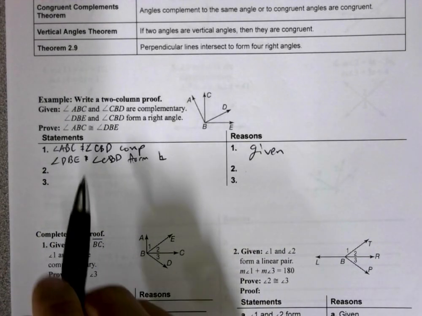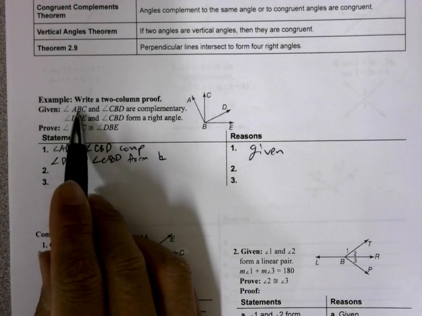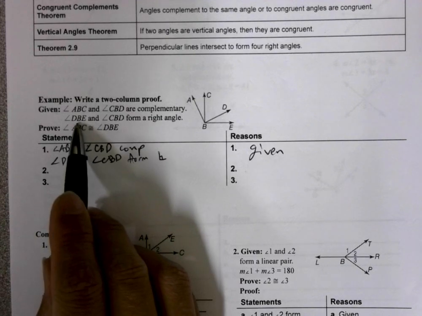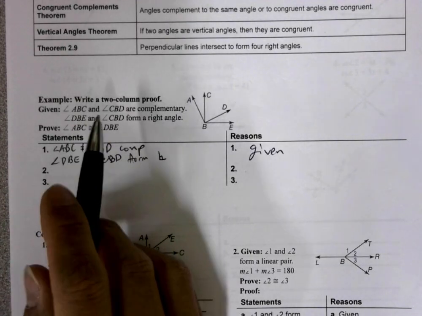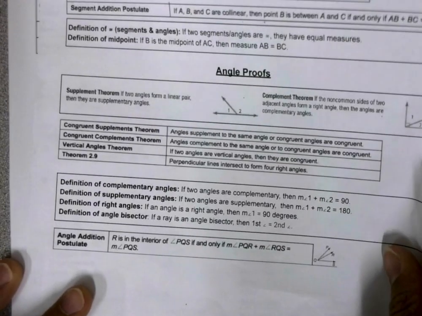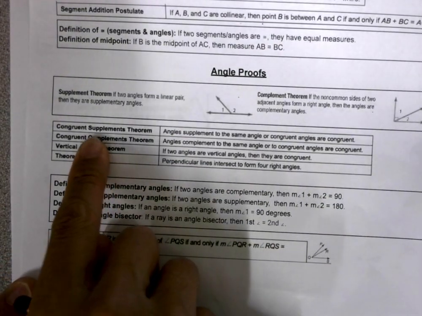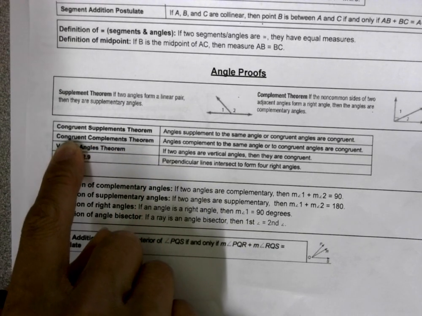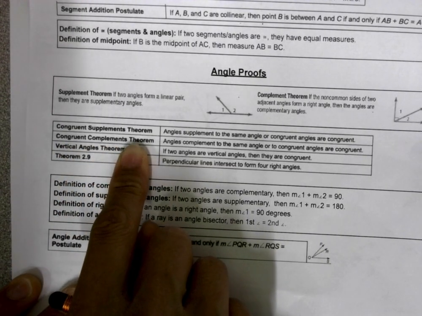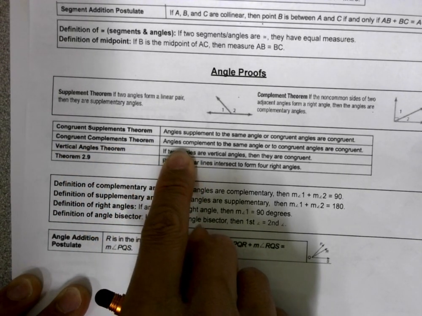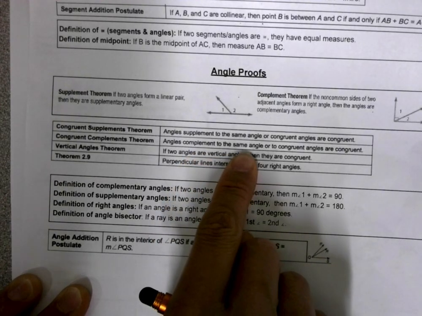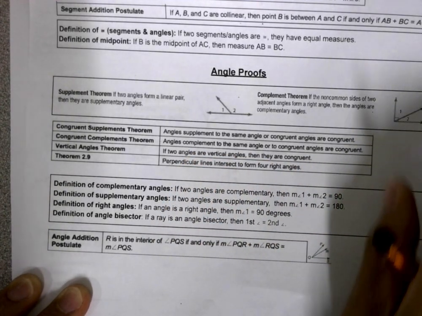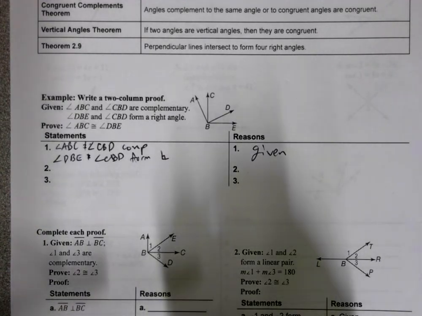Well, we want to say that angle ABC is congruent to angle DBE. Okay. And if you remember from our proof sheet, we can do that using congruent comps theorem. And what does congruent comps theorem say? It says if we have two angles complement to the same angle, then we could say that those two angles are congruent.